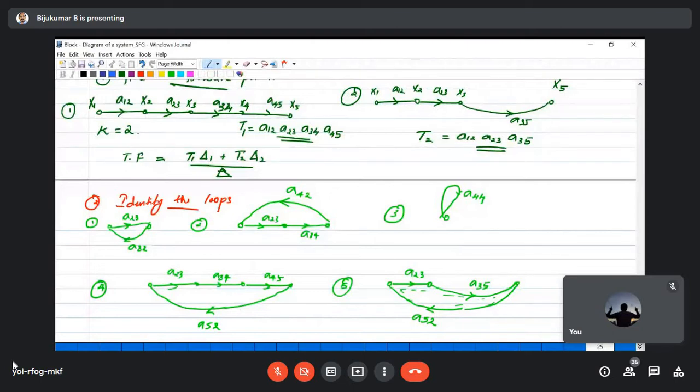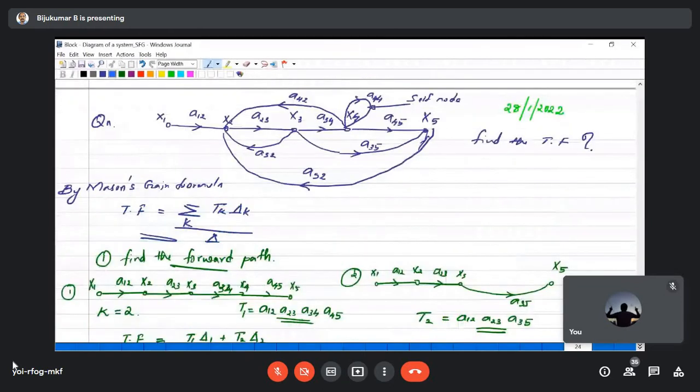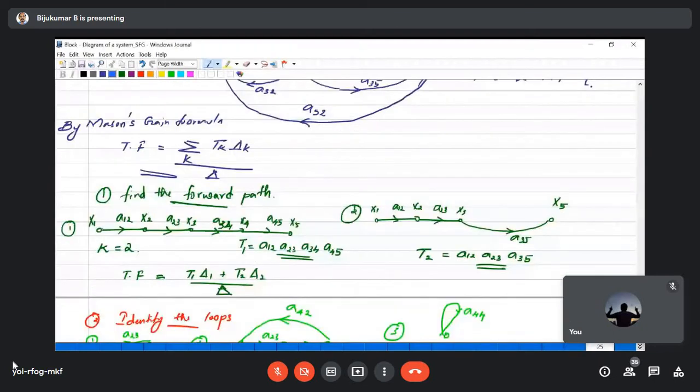So in yesterday's problem, we found two forward paths. One is from x1 to x5 via a12, a23, a35 and a45. The corresponding forward path gain is a12 multiplied by the rest, that is T1, right? And one more forward path was there, it is also from x1 to x5 via x2 and x3. Corresponding gain also we have calculated.